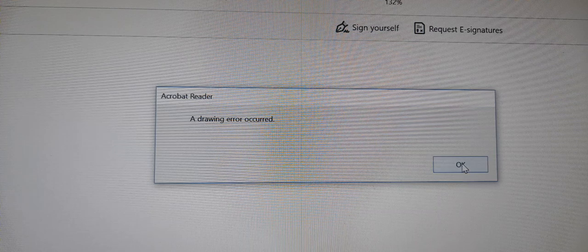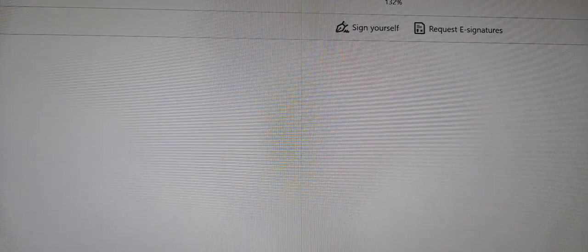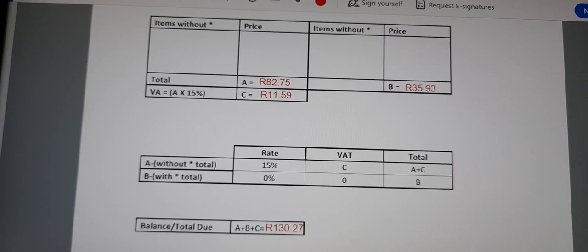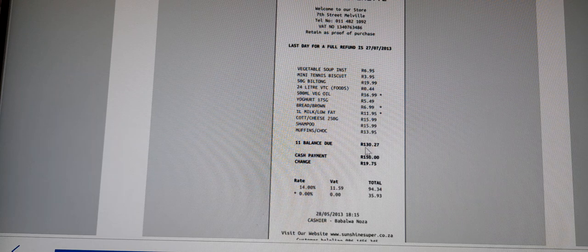How did they get to find what is on the slip? Oh my goodness, did I lose my work? I hope not. Okay. So now you see our total due is 130.27. So now if you compare all these figures, you will see them in your slip. Let's go back to the slip. Can you see the slip? Yes. Okay, so the balance due is 130.27.